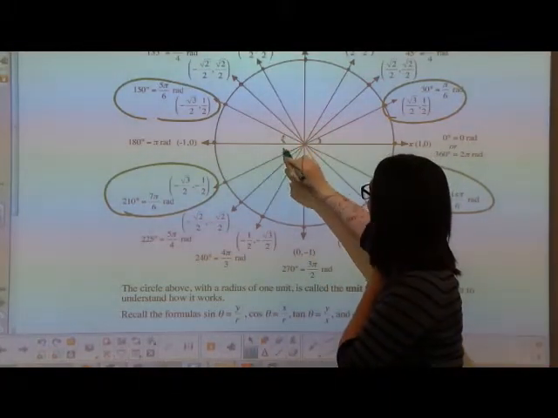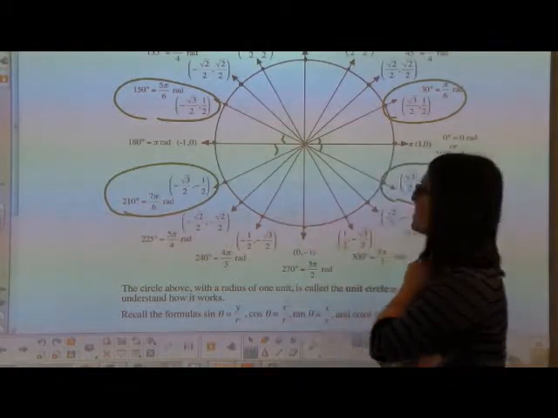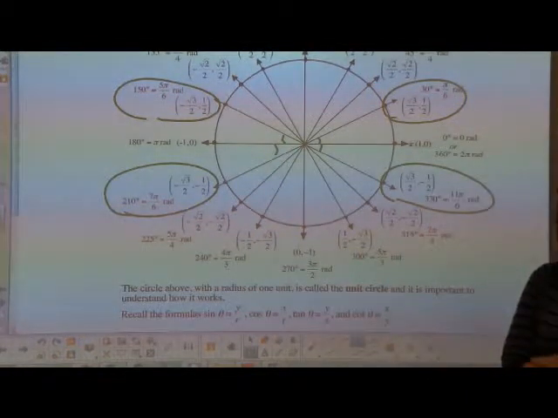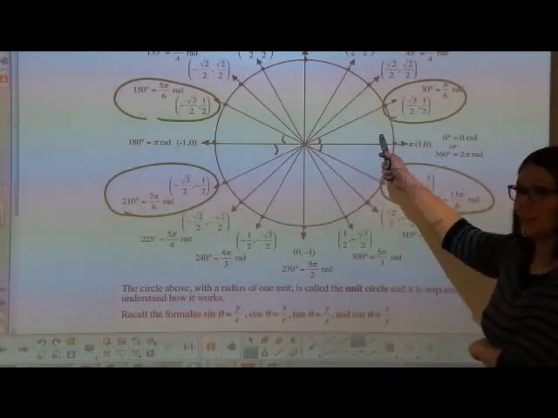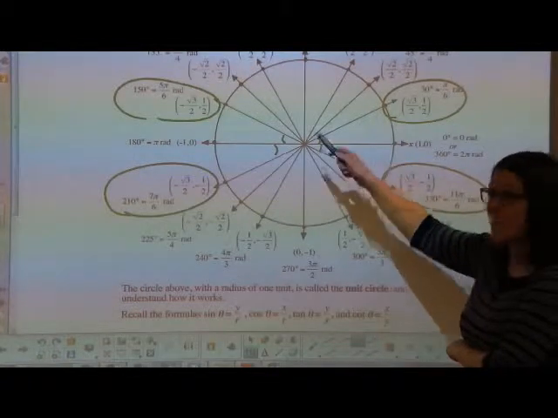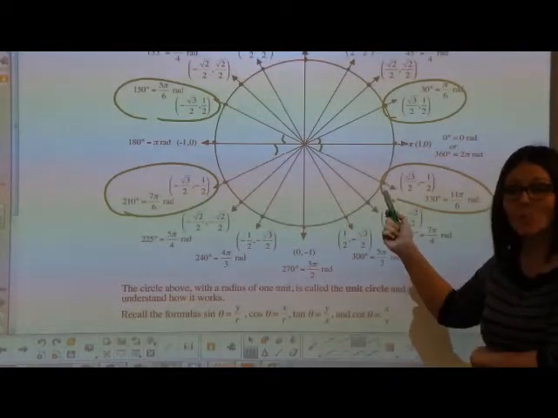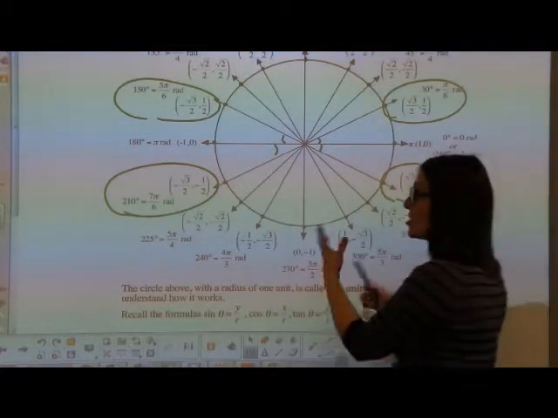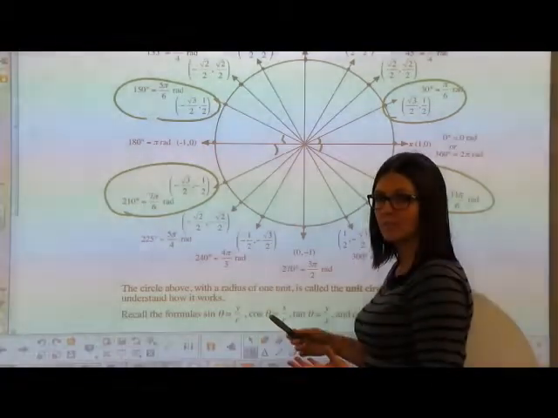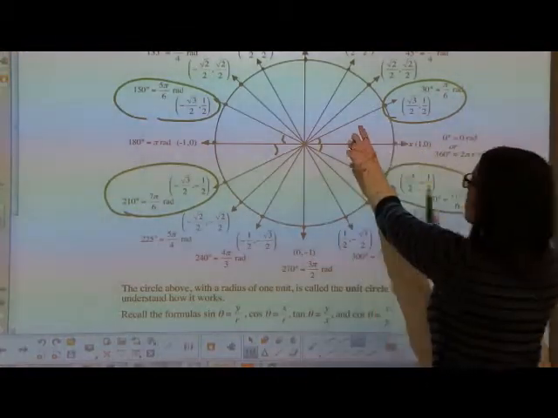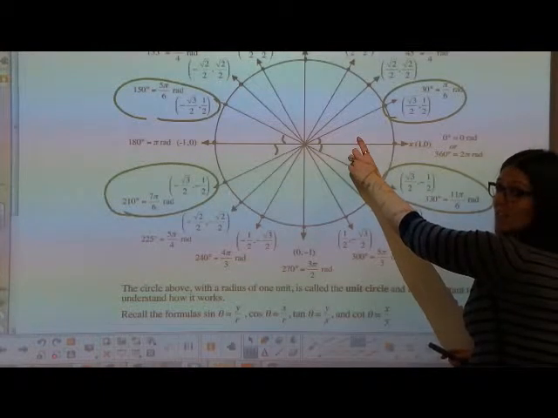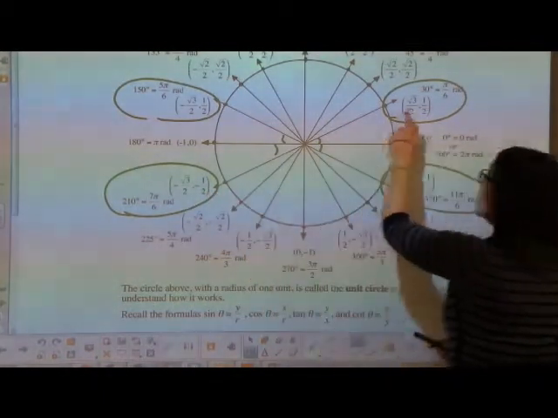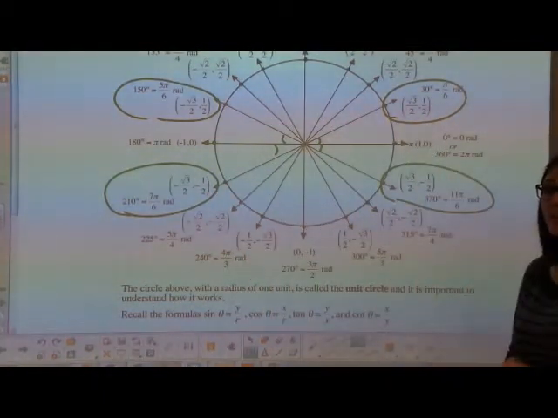What can you tell me about all 4 of these angles? They're all the same reference angle, which is 30 degrees. So my same reference angles have the same coordinates. The only thing that changes is the quadrant that I'm in. So if I know that my reference angle is 30 degrees, and I'm in this quadrant, I know that these two numbers have to be negative.